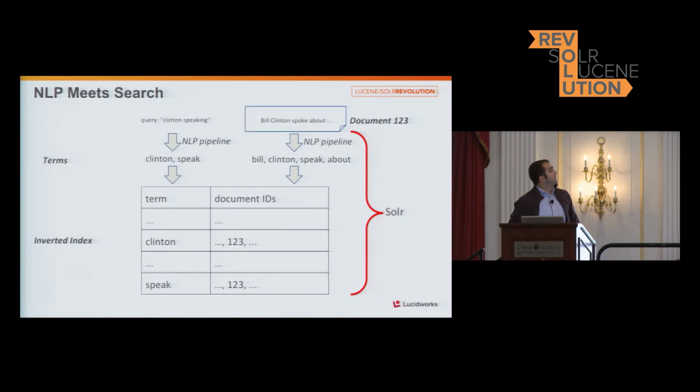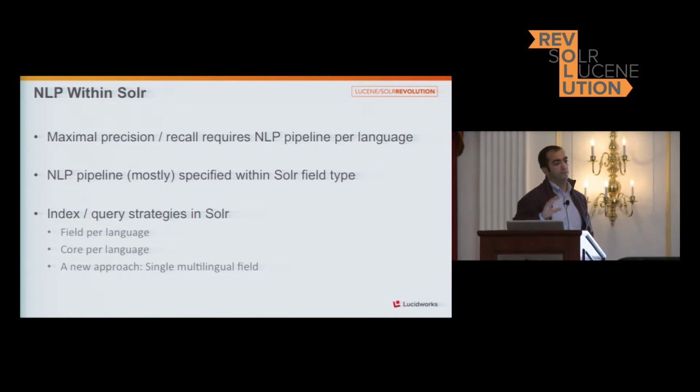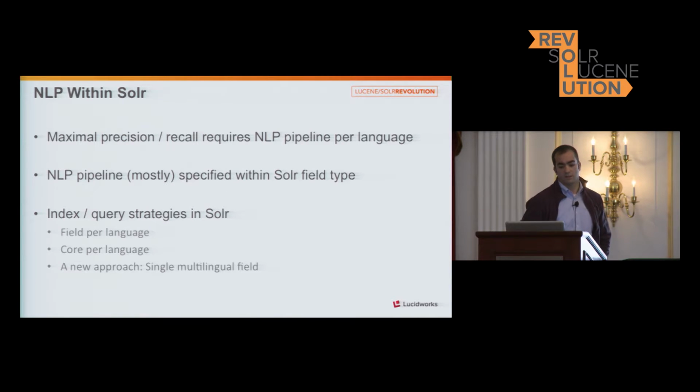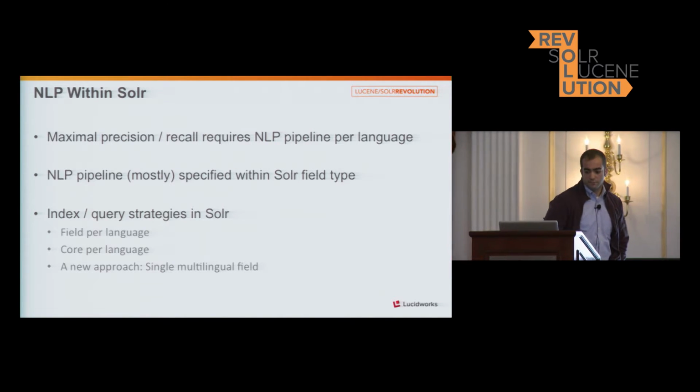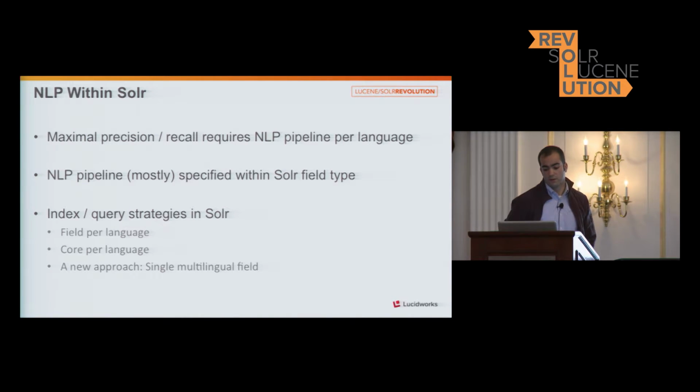Okay. So, all right, back to my picture here. So Solr is basically covering everything here, the NLP pipeline all the way down to storage. So the key thing that hopefully you see is that if you want to optimize precision and recall, you should be specifying an NLP pipeline per language, or maybe per family of languages. So sometimes CJK are handled similarly because they have some things in common. I already mentioned that the NLP pipeline is mostly specified within your field type, language detection being the outlier there.